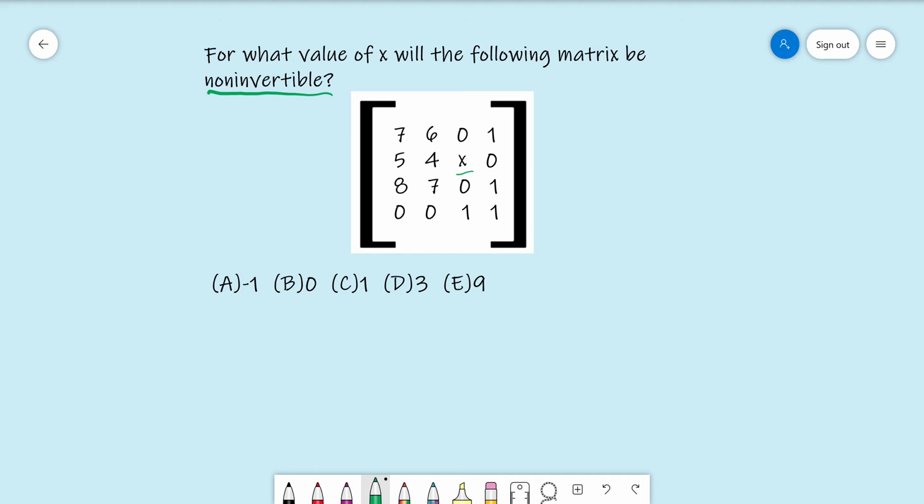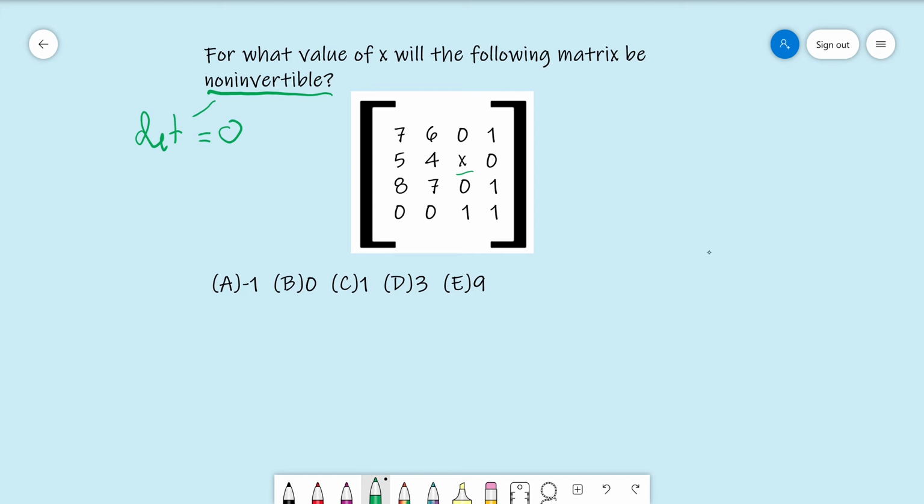Because non-invertible could either mean that the determinant is 0, or it could mean that one of the rows or columns is a linear combination of the other rows or columns, or it could mean a bunch of other things, but we're going to use these two things. I'll show you two ways to do the problem.